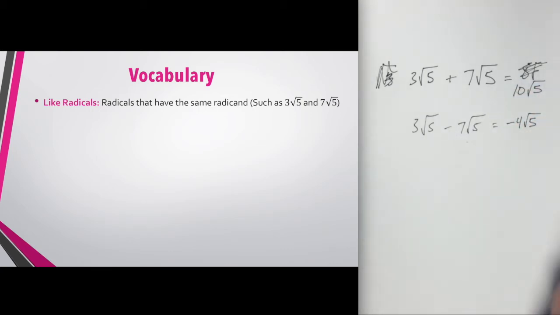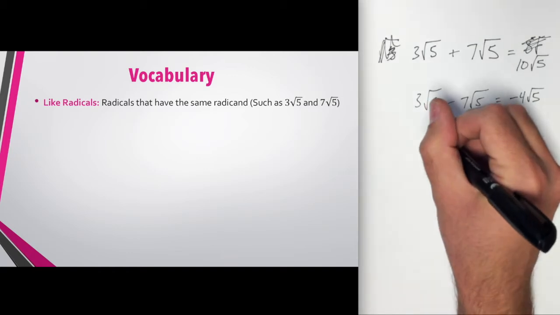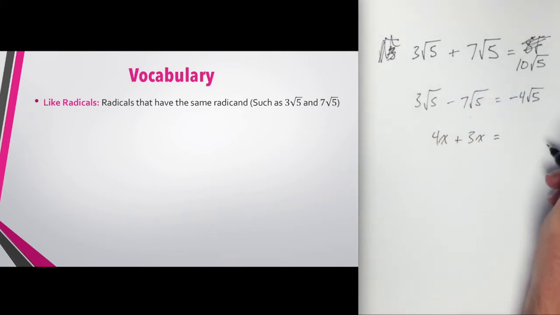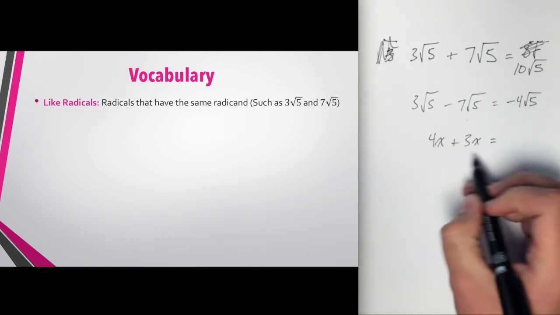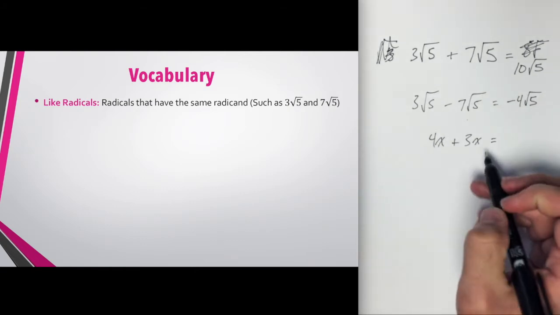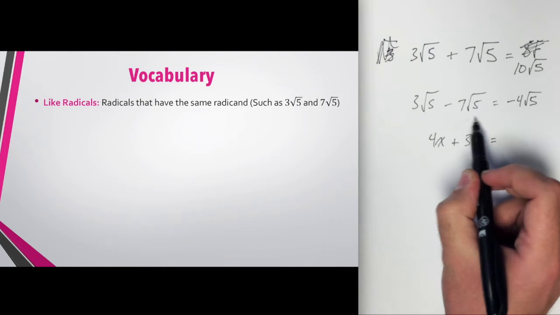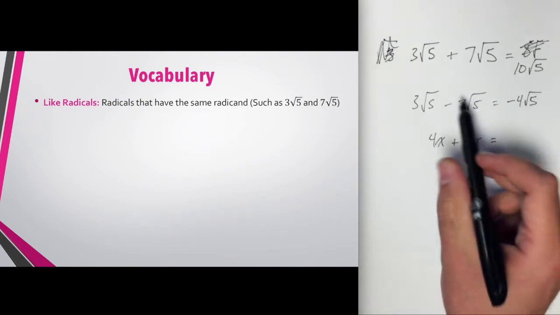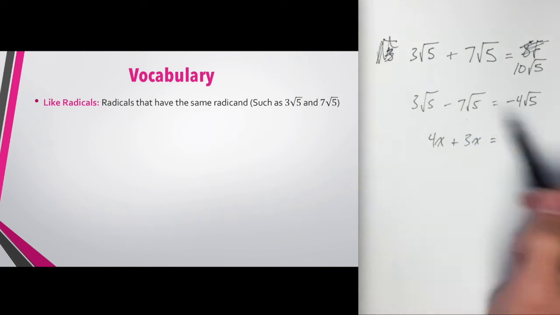Just like terms, for instance 4x plus 3x, those are like terms. I could combine them because they have the same variable factors. So if you just imagine this square root of 5 and this square root of 5 as variables, they both have the same one. So we can combine them, we can add them, we can subtract them.